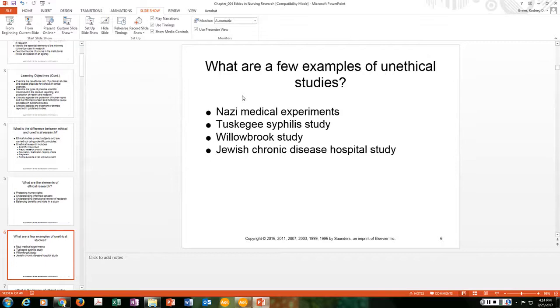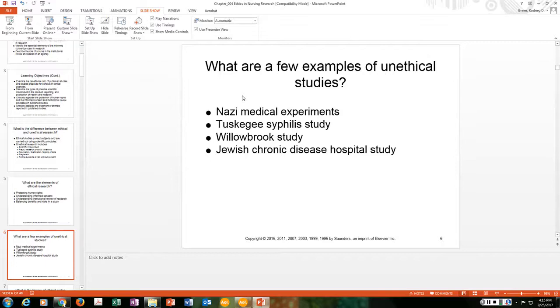The Tuskegee syphilis study you may be familiar with. African American men were not informed of the purpose or the procedures of the study. This was between 1932 and 1972, so that's 40 years. They were never treated with penicillin, and many died from the ultimate sequelae or the complications of syphilis.